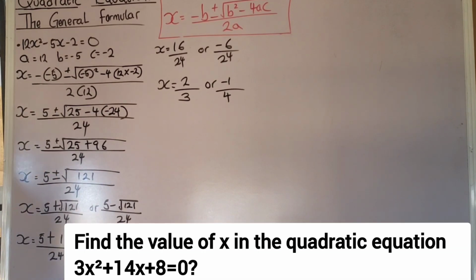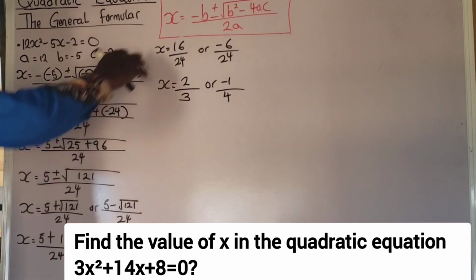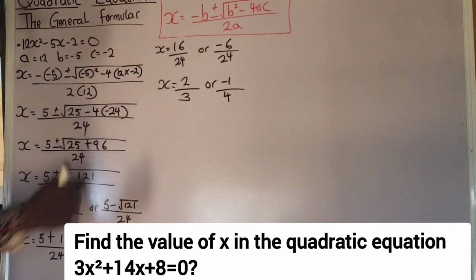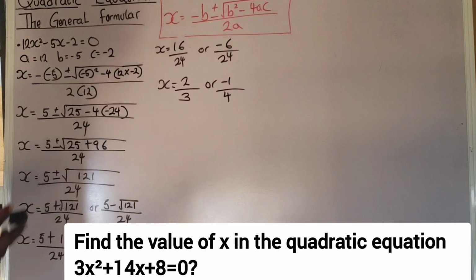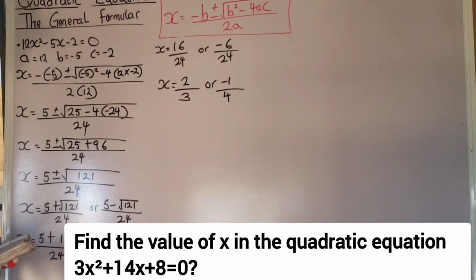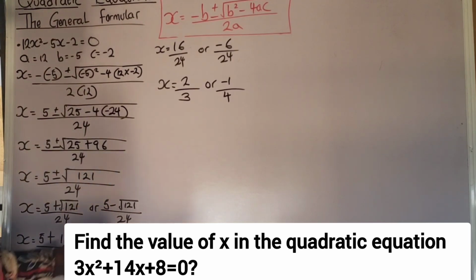We are asked to find the value of x in the quadratic equation 3x squared plus 14x plus 8 equals 0 using the formula method. Whether the question says using the formula method, the general formula, or the quadratic formula, it's also referring to using this formula. So don't be confused. Okay, so let's solve the question.